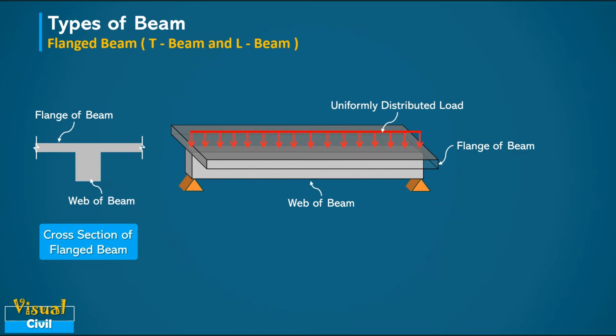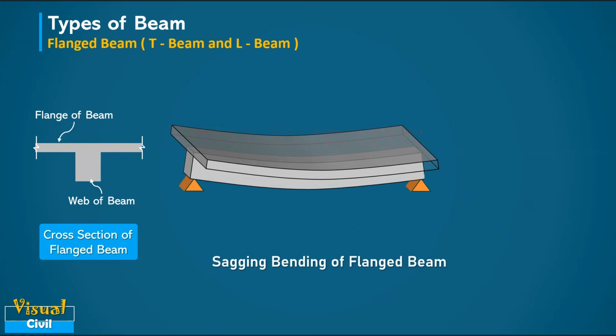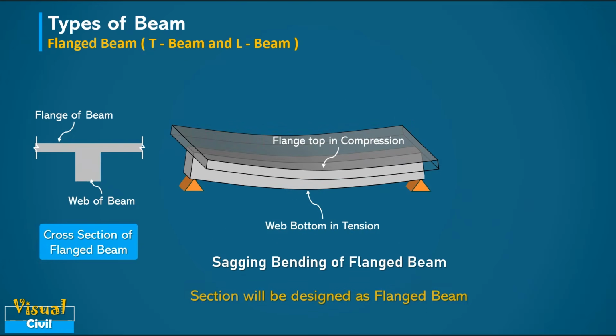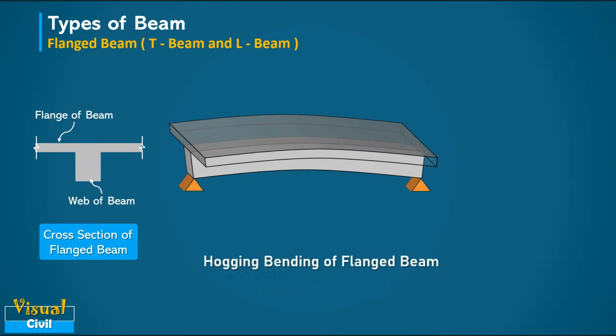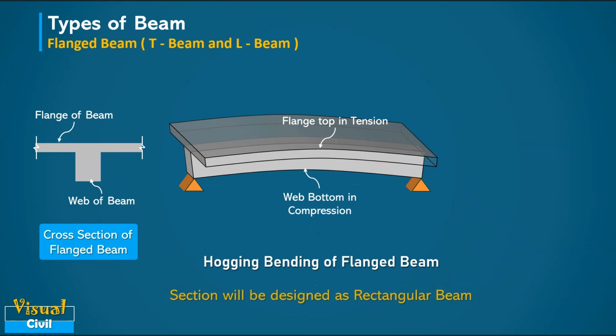Now, let us understand the behavior of a flanged beam under bending. In sagging bending, when the beam curves downward, the slab flange is in compression, which makes the flanged beam stronger. But in hogging bending, when the beam curves upwards, the slab flange goes into tension. In this case, the beam behaves more like a rectangular beam, and we need to design it accordingly. So, whether it's a T-beam in the interior or an L-beam at the edge, both are clever ways of using the slab and beam together to carry loads more efficiently.